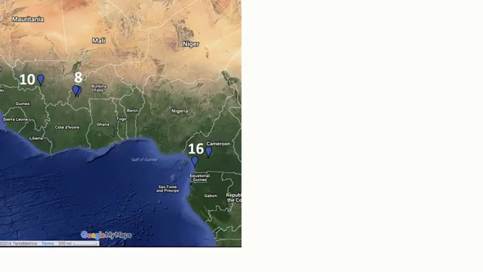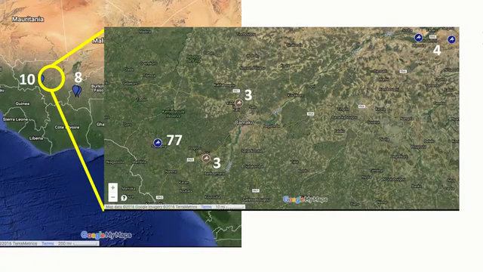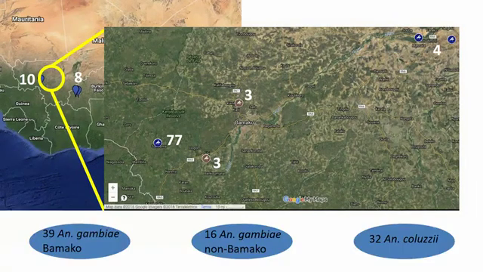To answer these questions, we used individual sampling from Western and Central Africa. We had 10 Bamako from Southern Mali, 8 non-Bamako gambiae from Burkina Faso, and 16 non-Bamako gambiae from Cameroon. But given the low sample sizes and the allopatric distribution, we supplemented this with pooled sequencing from Southern Mali. So this zoom is showing that most of our samples come from this one village, Kela, and we supplemented them with samples from a couple of nearby villages. From this, we made 3 pools, so Bamako, non-Bamako, and klutzii, and we subjected all the pools and the individuals to whole genome sequencing.